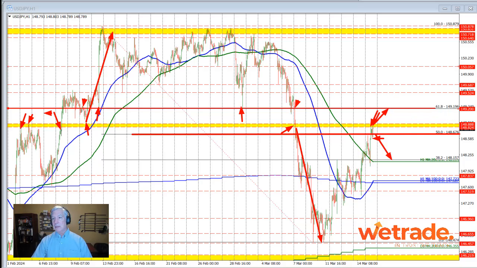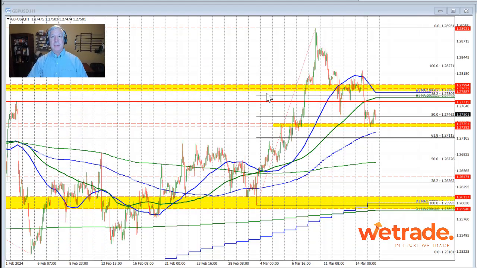Finally, let's take a look at sterling versus the US dollar. Again, I'm going to look at the hourly chart for this currency pair. Here's our 128 level up here, and in trading yesterday and the day before and the day before that, I guess, the price did trade above the 128 level. That's the high of the red box, if you recall. Let's just stay on this level for now.